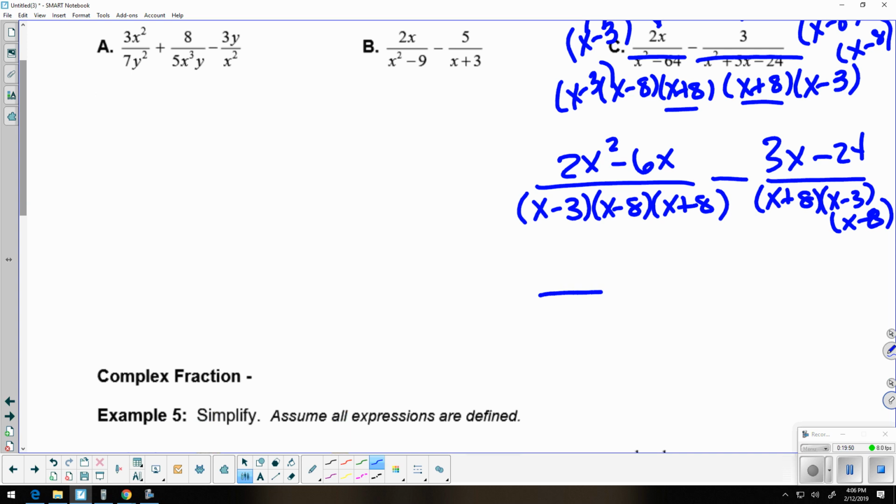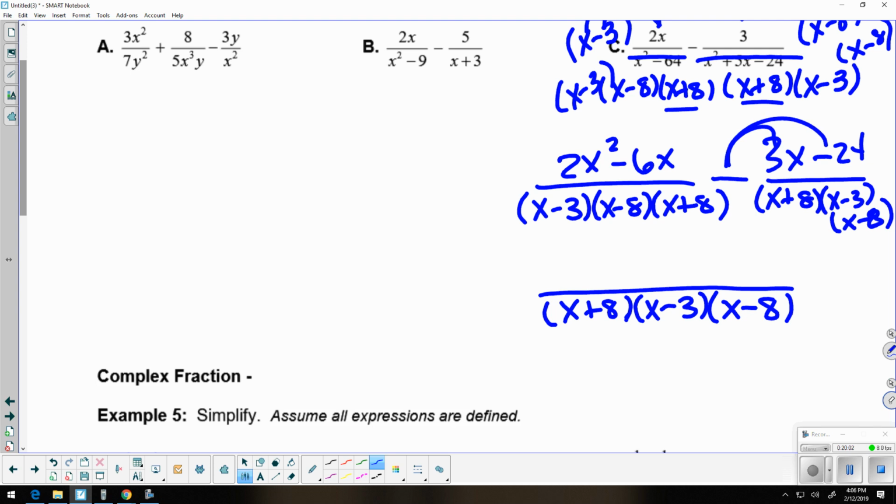Now, keep the denominator, keep all 3 of these together. This is your new denominator, and now actually do the subtraction. So again, you're subtracting 3x, and then you're subtracting negative 24, so you'd have 2x squared. Negative 6 minus 3 makes that negative 9x plus 24.